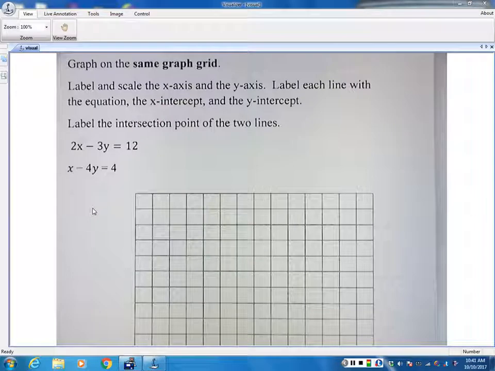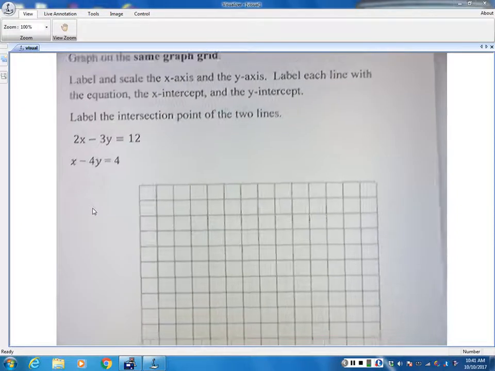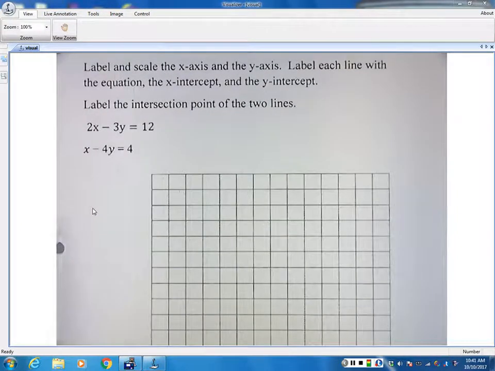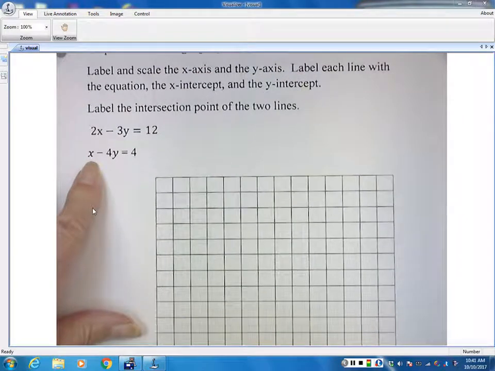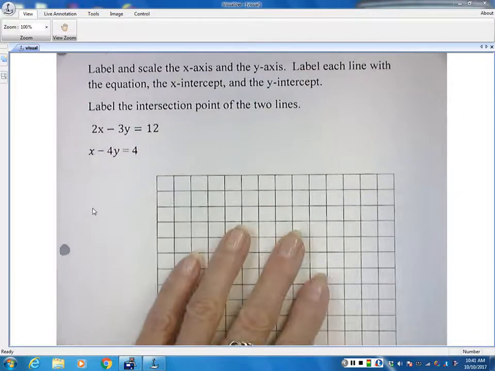Let's get started. It says to graph these on the same grid. That instruction applies to every single one of these. We're graphing at least 2 equations, every single one of these. So for the first one, we're going to graph the equation 2x minus 3y equals 12 and x minus 4y equals 4 on this graph grid.